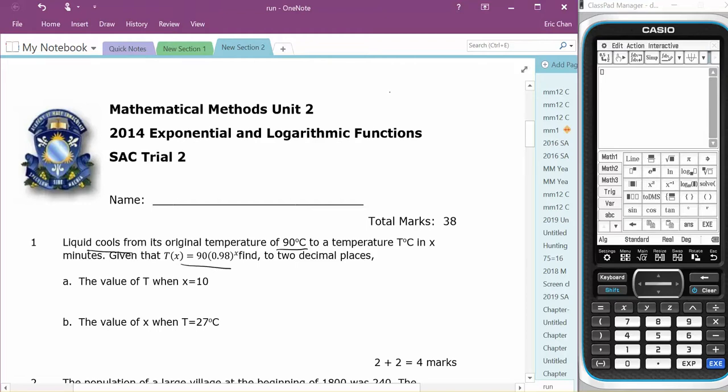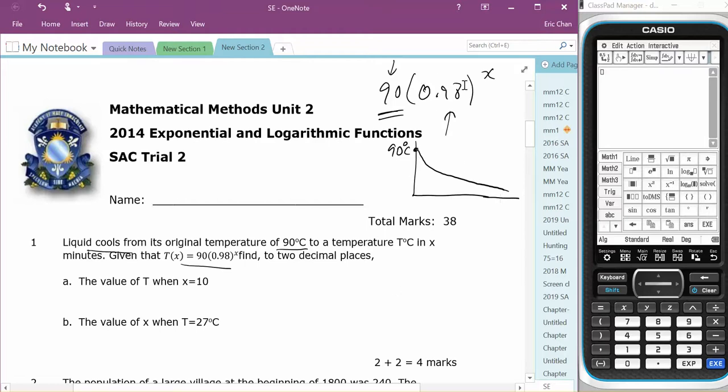Now let's interpret this formula because we've got 90 with a base of 0.98 to the power x. Because the base is less than 1, it makes sense. What's going on is that you're starting at an initial value of 90. Usually the number in front of the base is going to be your initial value. So you've got a temperature that's cooling from 90 degrees and going down, assuming it's going to go down to 0, basically. So you've got a decay scenario.